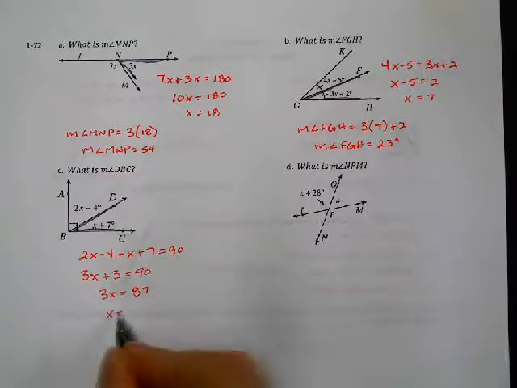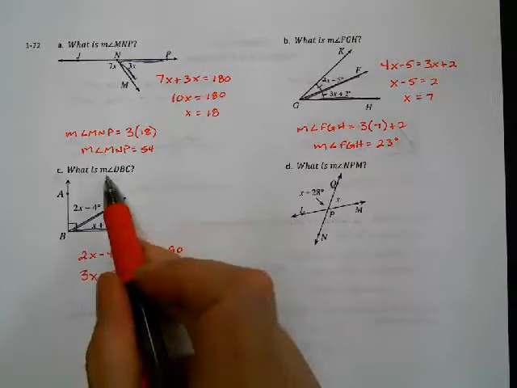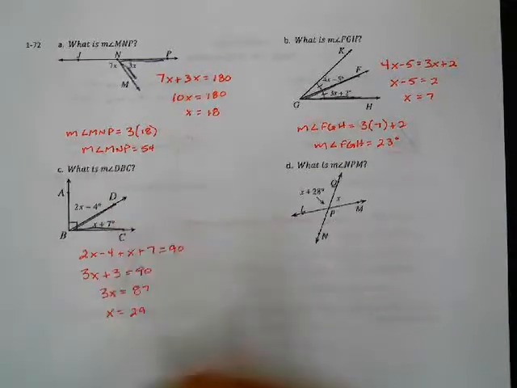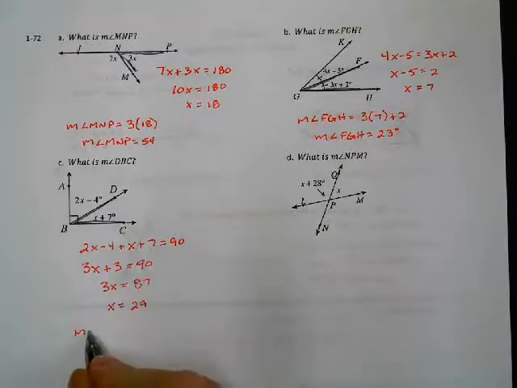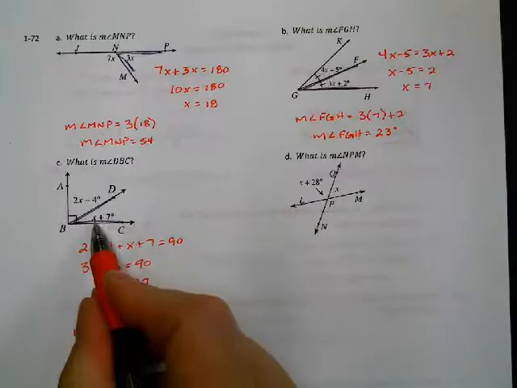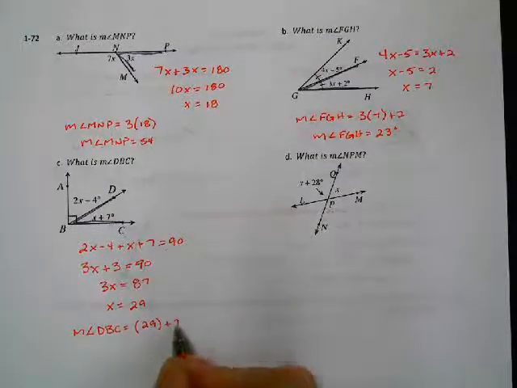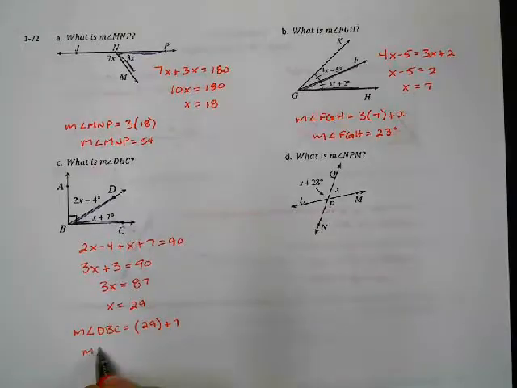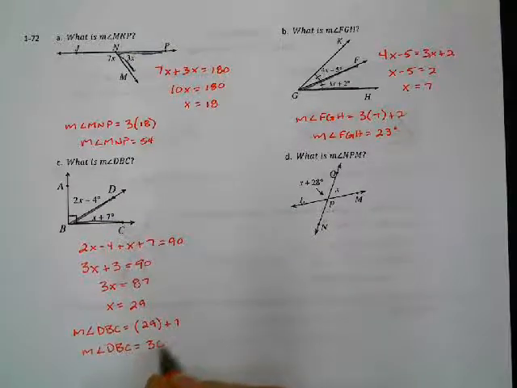I'm not done because the problem says, what's the measurement of angle DBC? So now I have to plug in x for this one right here. So the measurement of angle DBC is equal to x plus 7. We just found out that x was 29, so 29 plus 7. And 29 plus 7, we can add those two numbers together, and we get the measurement of angle DBC is 36 degrees. Sweet. We're almost there. Last one.